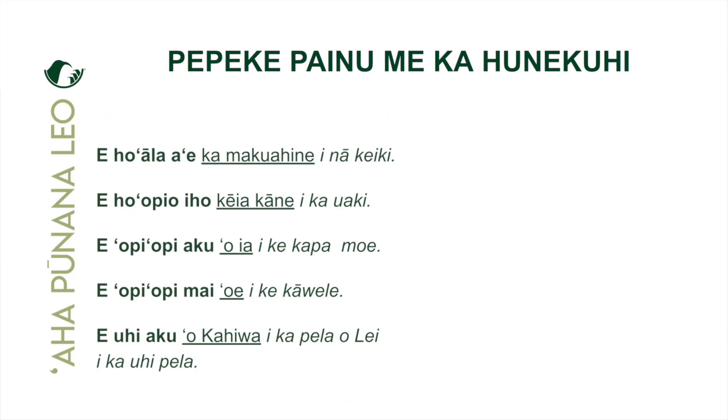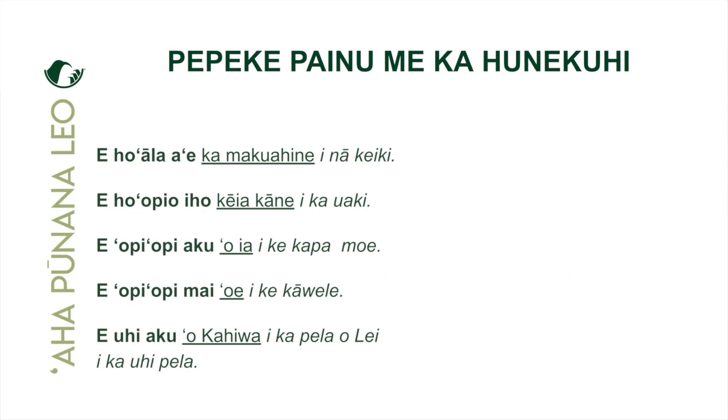And if you look at these examples, they all follow the painu, which is the verb, right? Ho'ala, ho'opio, opi opi, and uhi. We have the painu followed by the hune kuhi, followed by the piko, which can be a ka'imemea, or it can be a papani, or it can be an ioa. And then we have the ave, which is the object of the sentence, right?